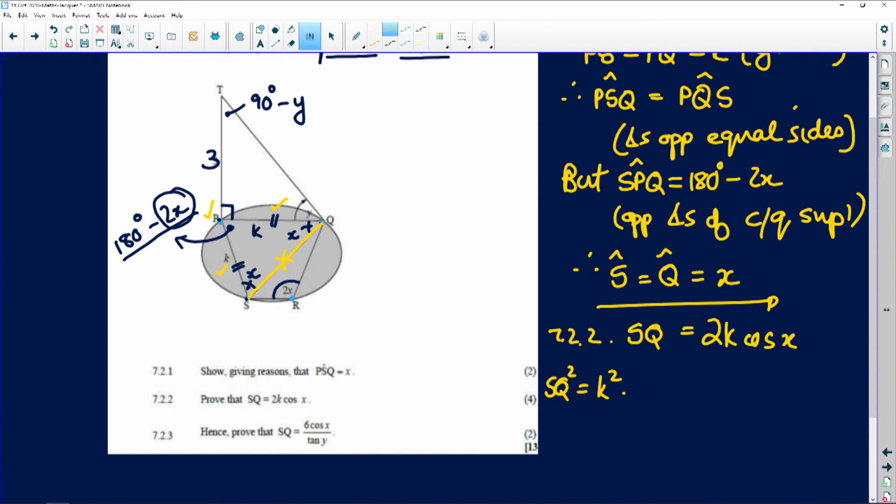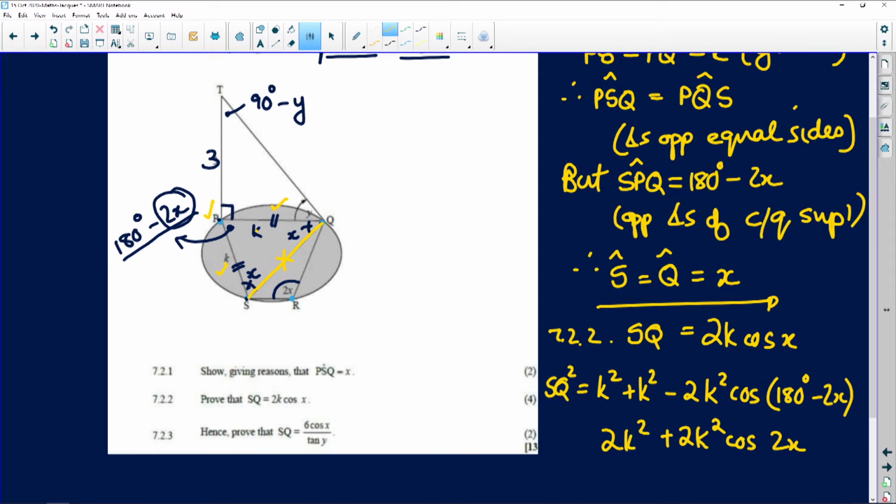Plus the other k squared minus 2 times k, which again is k squared, cosine of the angle, which is 180 minus 2x. Now we know by our reduction rules that that's a second quadrant angle where cosine is negative. So this becomes 2k squared cos 2x. K squared plus k squared is also 2k squared, and that is still equal to SQ squared.